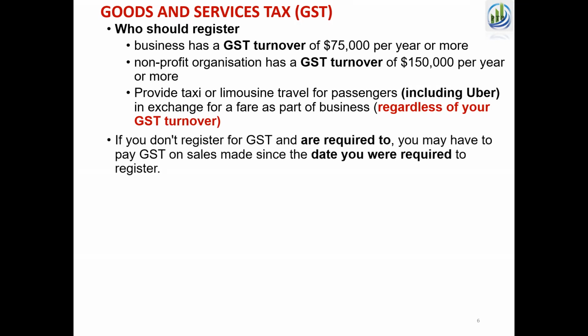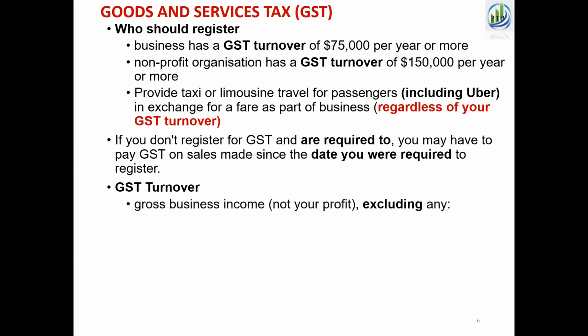And if you don't register for GST when required to, you may have to pay the GST yourself. Understand. So now we will come back to GST turnover. We did not use the terminology sales amount or GST amount for 75,000. We use a new terminology, GST turnover $75,000. So we should understand what this GST turnover is. GST turnover means your total sales minus GST, right?